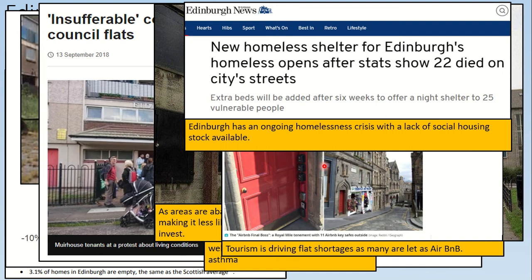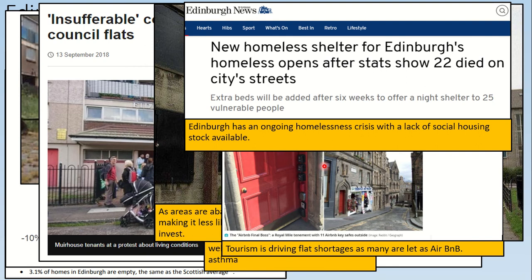Another area where there is a need for change is homelessness. Whilst Scotland does a lot to tackle homelessness, there is a crisis in Edinburgh with a lack of social housing stock available. This is housing stock that we can use to help vulnerable people off the streets. So there's a need for change there.